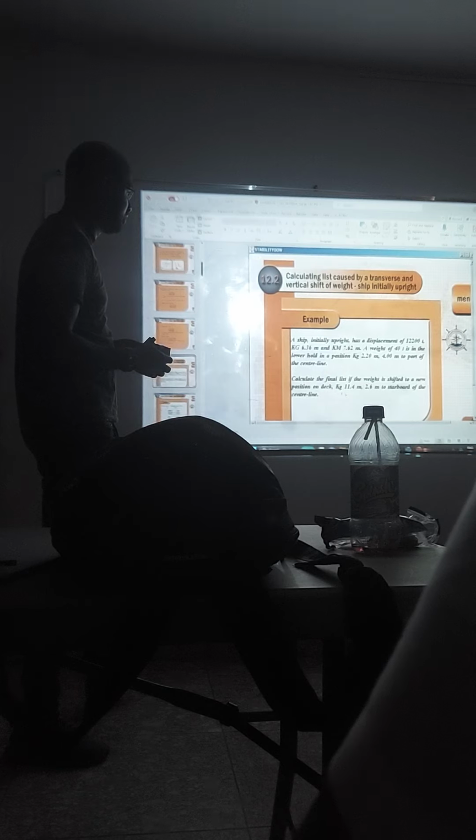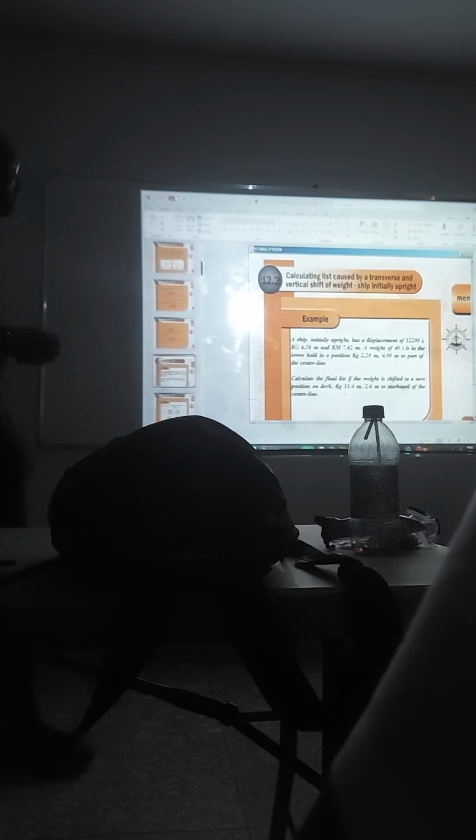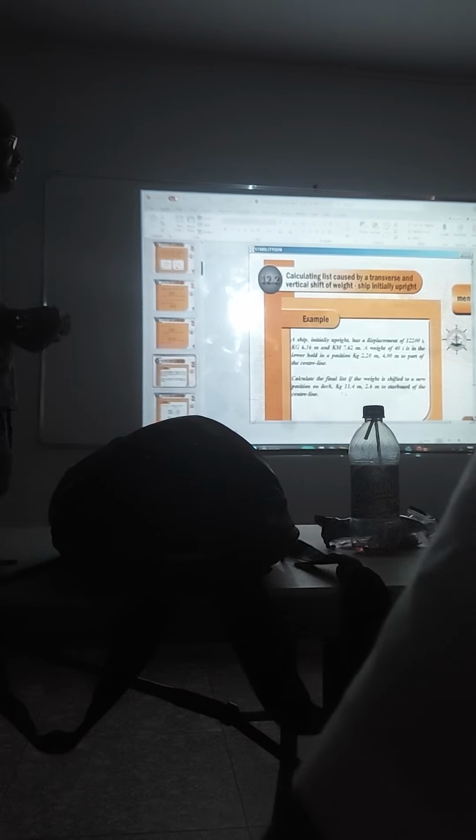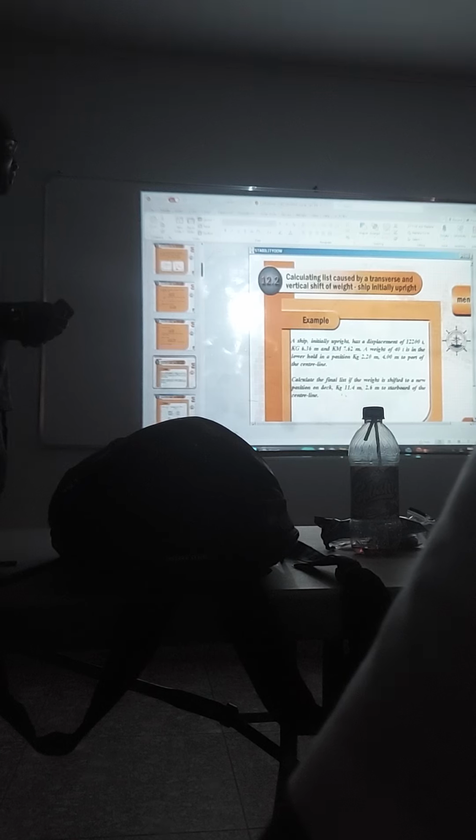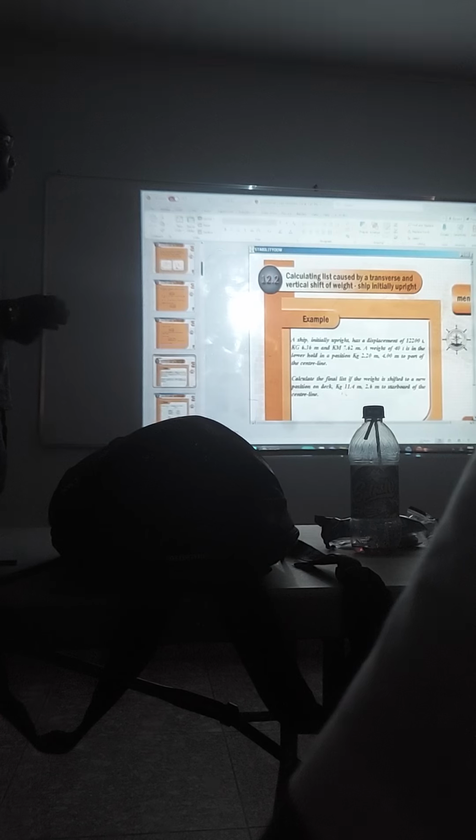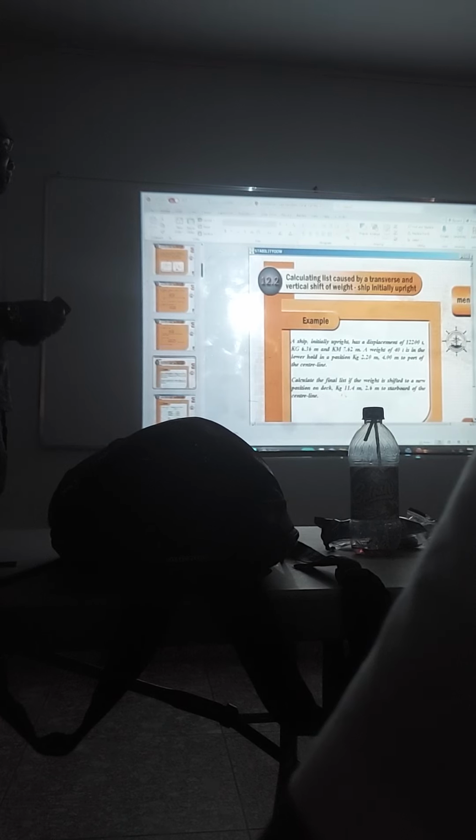This is the problem. A ship initially upright has a displacement of 12,200 tons, KG 6 point whatever, KM, that figure here. A weight of 40 tons is in the lower hold in a position KG, to port of the center line. Calculate the final list if the weight is shifted to a new position on deck, KG 11.4 meters, 2.6 meters to the starboard of the center line, right?